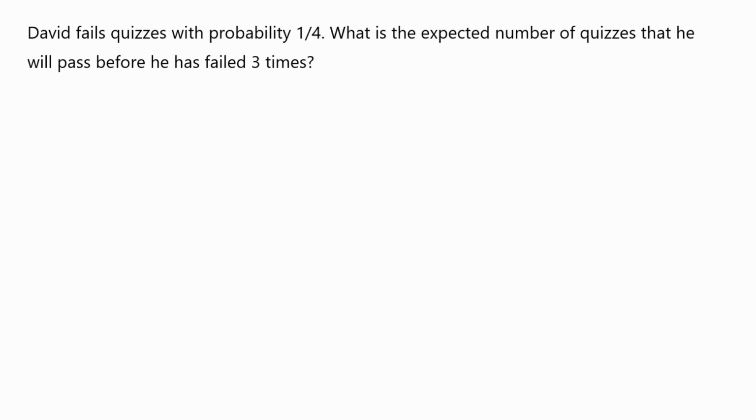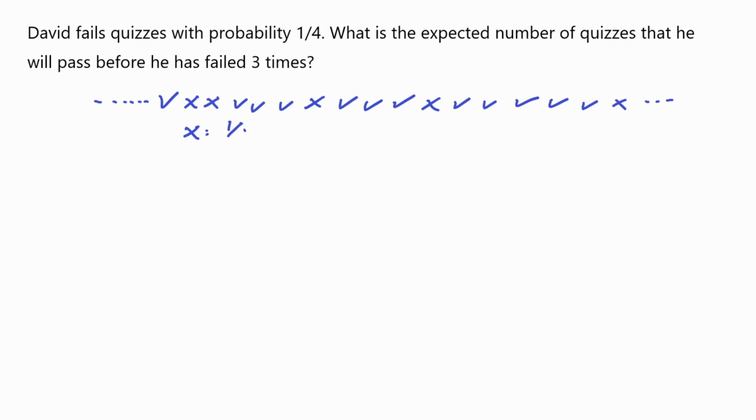If you think about the infinite number of quizzes that he's going to take, it's going to look like sometimes he passes, sometimes he fails. So on average, you're going to expect the fail to be 1/4 of the time and the pass to be 1/3 of the time. So what's the expected number of quizzes it takes for him to fail once?